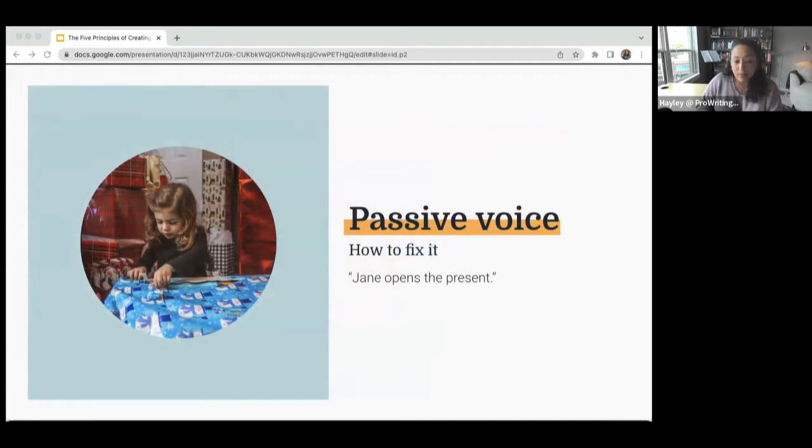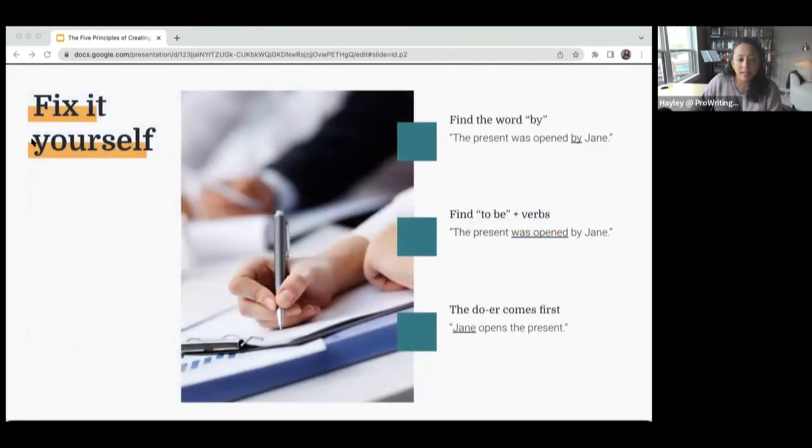It's very simple to fix passive voice. You simply take the sentence that you had, you take the object that was at the beginning of your sentence, and you switch it with the subject. So we had, the present was opened by Jane. Now we have, Jane opens the present. Instead of the present being in the forefront, now Jane, the person who is doing the opening, comes in the forefront. So to fix passive voice yourself, if you don't have ProWritingAid, I recommend doing these three things.